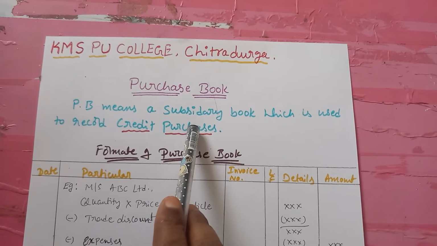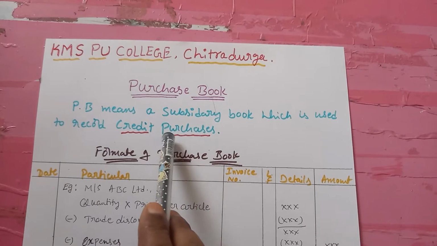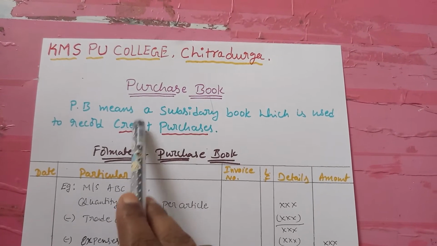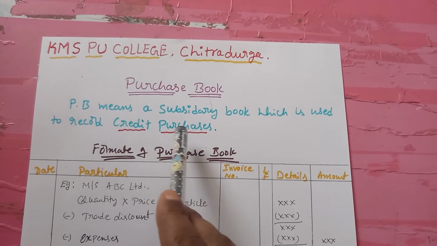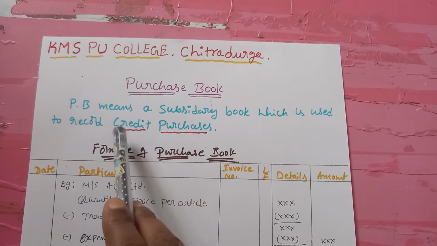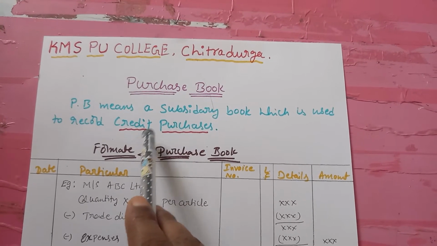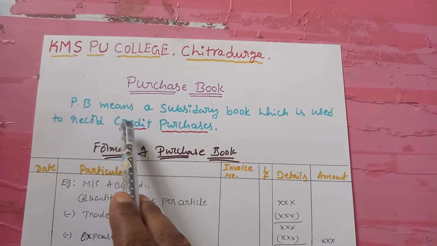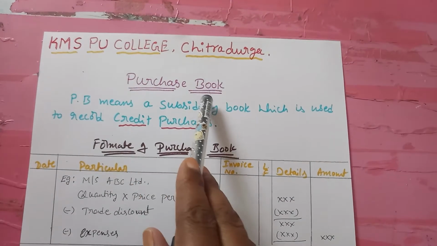So credit purchases. When we are purchasing on the basis of credit, at that time we prepare the purchase book. Cash purchases are entered in the cash account only. So when we purchase on credit, for that credit purchase we prepare the purchase book.